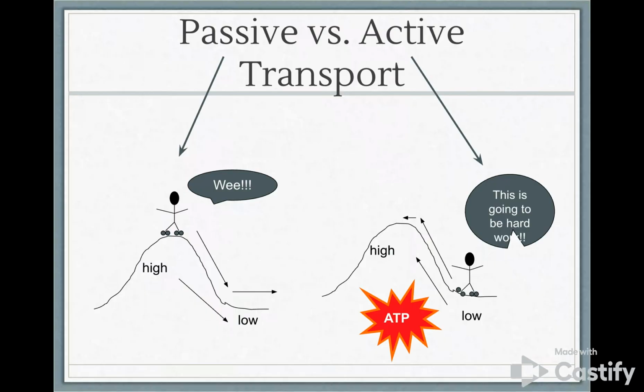So again, I want you to remember the analogy of standing high up on that hill with your bike or your skateboard, and you want to go from high to low concentration. No energy required. That's what diffusion, osmosis, and facilitated diffusion are like. Active transport is when you're at the bottom of the hill and you need to climb or ride all the way to the top. You're going from low to high. It requires a lot of energy, and it's going to be hard work. That's why energy is required to move substances from low to high concentration.